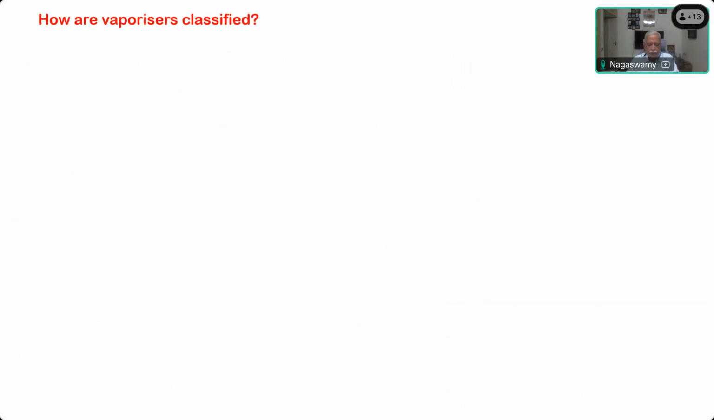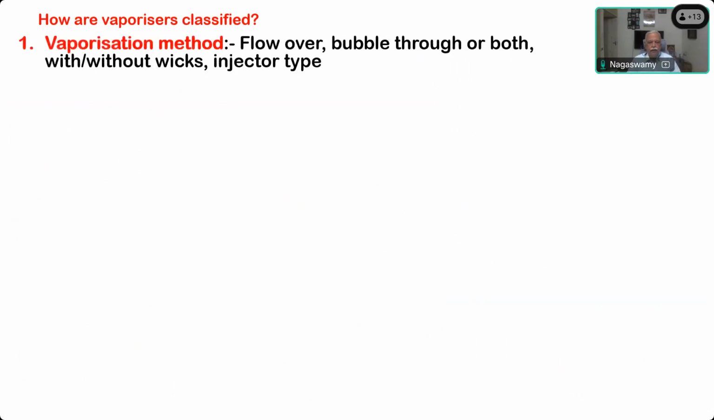Now coming to the next part of it: how vaporizers are classified. Is there only one classification or are there several classifications? There are several classifications based on various factors, which are the characters of the vaporizer. So the first classification is by what is called the vaporization method, which can be flow over. Flow over is also called draw over.